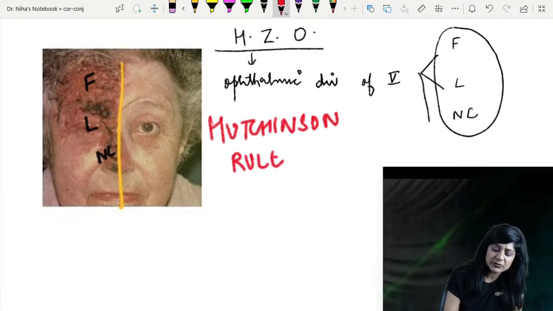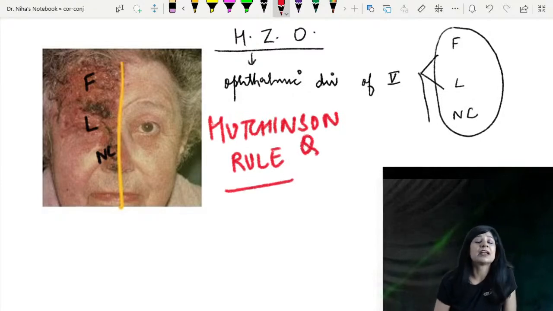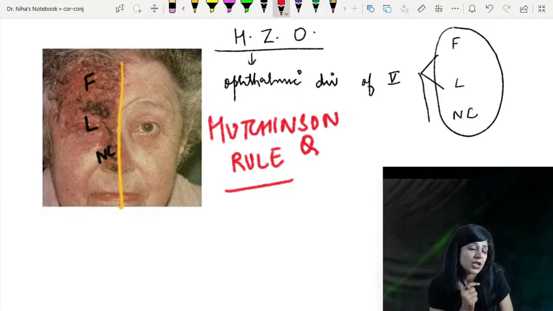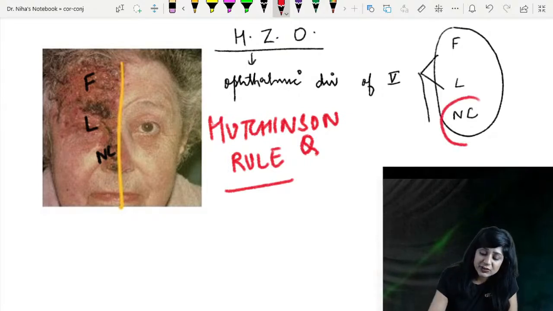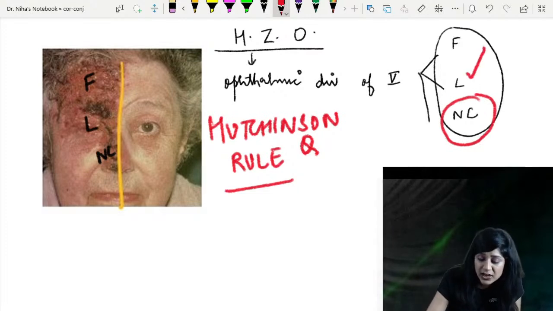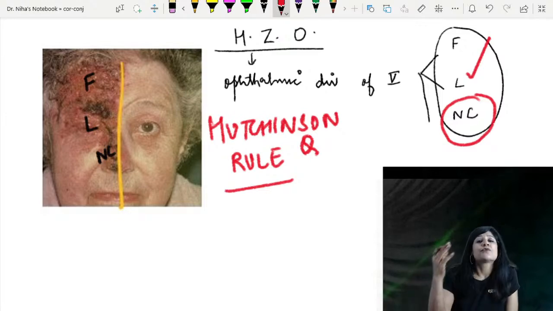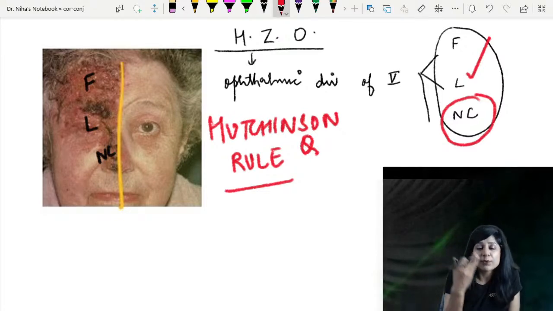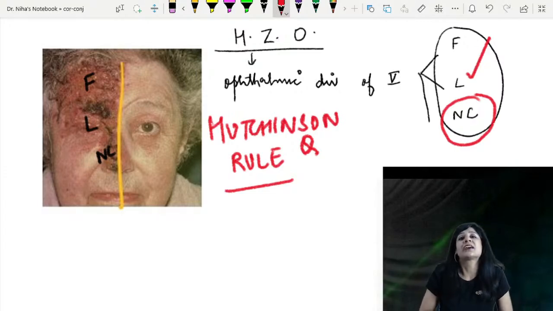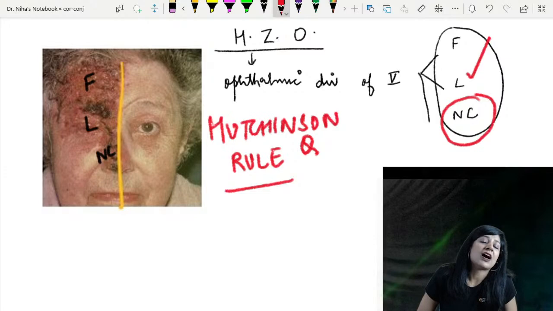So many a times this Hutchinson's rule is also asked. That means what? If you are getting the eruptions on the tip of the nose or the side of the nose, that means your nasociliary division is involved. So the chances of eye involvement are very, very high, because it is first the frontal division, then the lacrimal division, and then the nasociliary division. So if I am having eruptions on the tip of the nose or the side of the nose, the chances of eye involvement are very, very high. Very, very important. Okay?